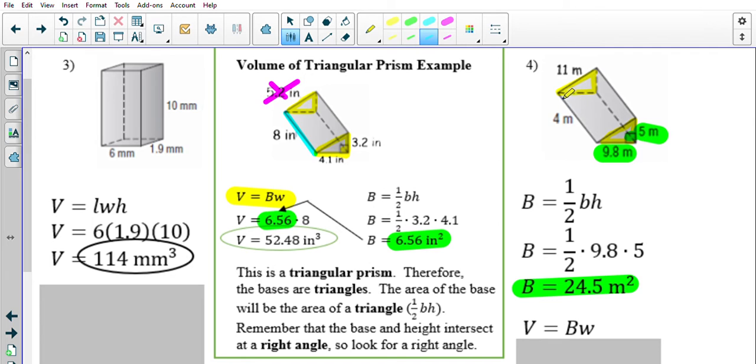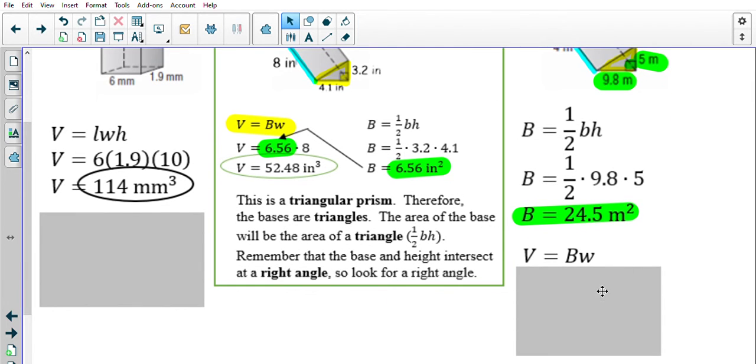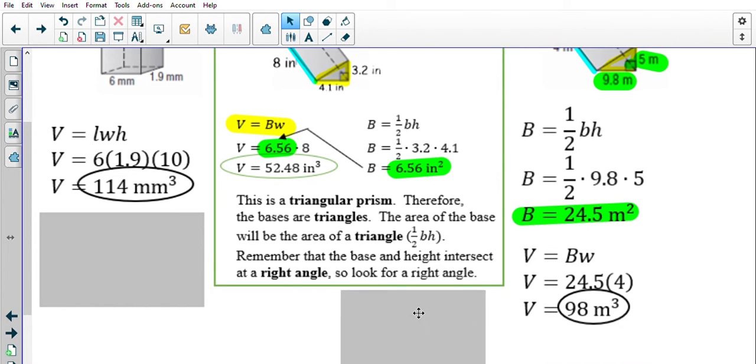W represents the distance between your two bases. That will be 4. We do not need to use the 11 meters at all. It looks really similar to this example in the box over here. So we're going to do, let me slide this down, the 24.5 times 4, and that's going to get us a volume of 98 meters cubed.